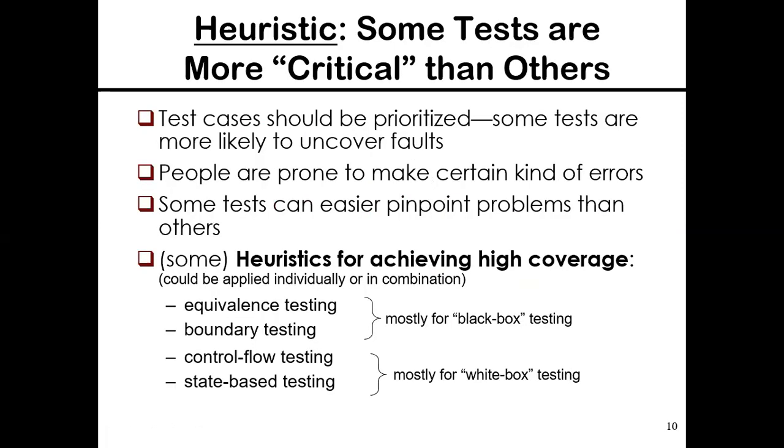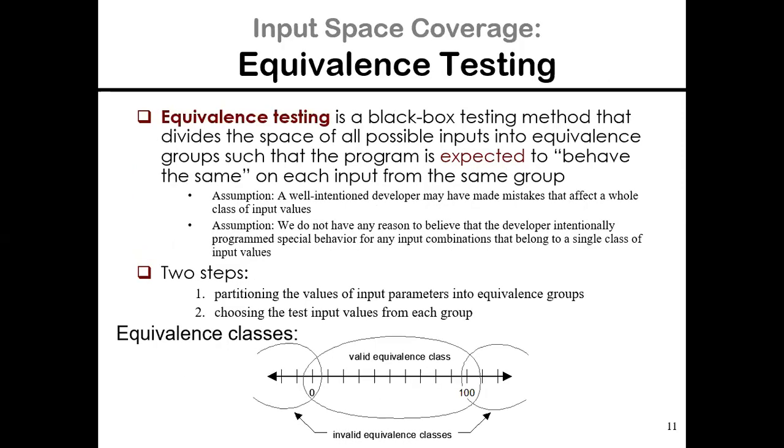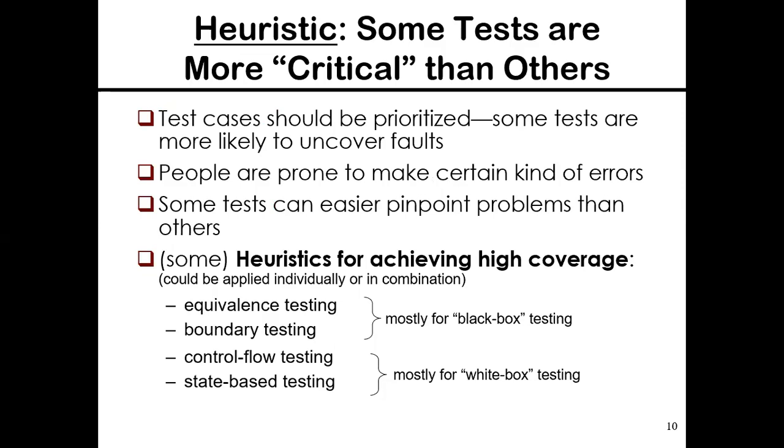So some tests are more critical than others. Test cases should be prioritized. Some tests are more likely to uncover faults. People are prone to make certain kinds of errors. Some tests can more easily pinpoint problems than others. So this is how you're able to achieve high coverage when you have things like equivalence and boundary control for state-based testing. So we have equivalence testing.